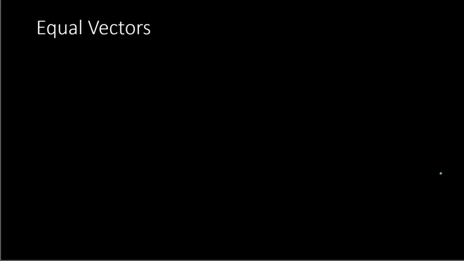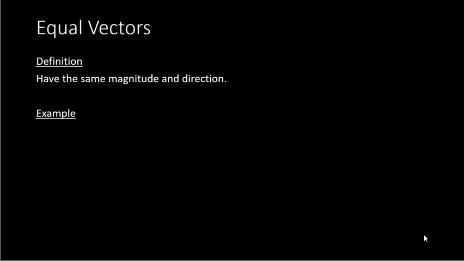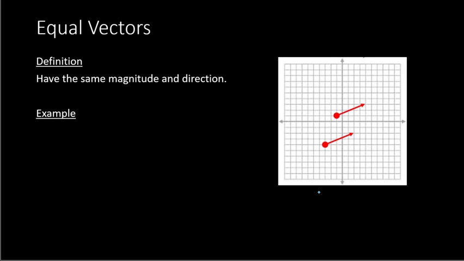Next, we also have what's called equal vectors, and by definition, they will have the same magnitude and same direction. An example of this would be right here. We have two different vectors that have the same direction and the same magnitude, meaning they're the same length. So these would be equal vectors. Even though they have a different starting and ending point, the vectors would still be equal. Same magnitude, same direction.